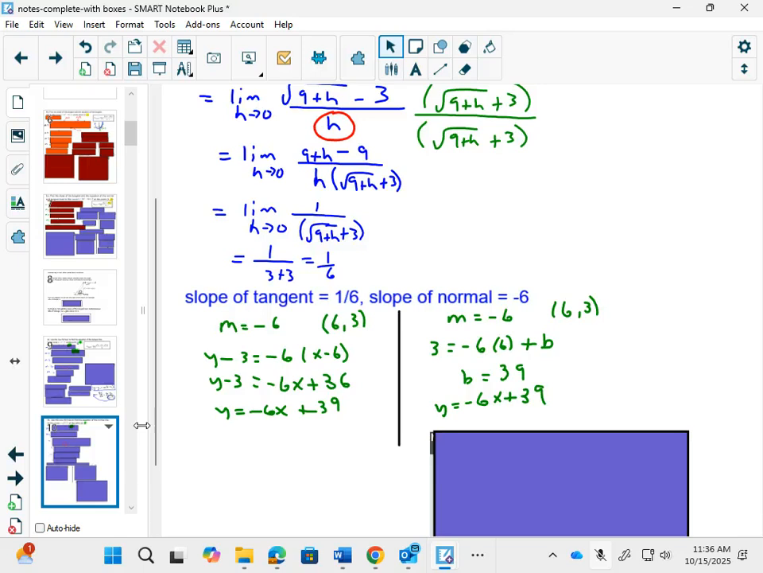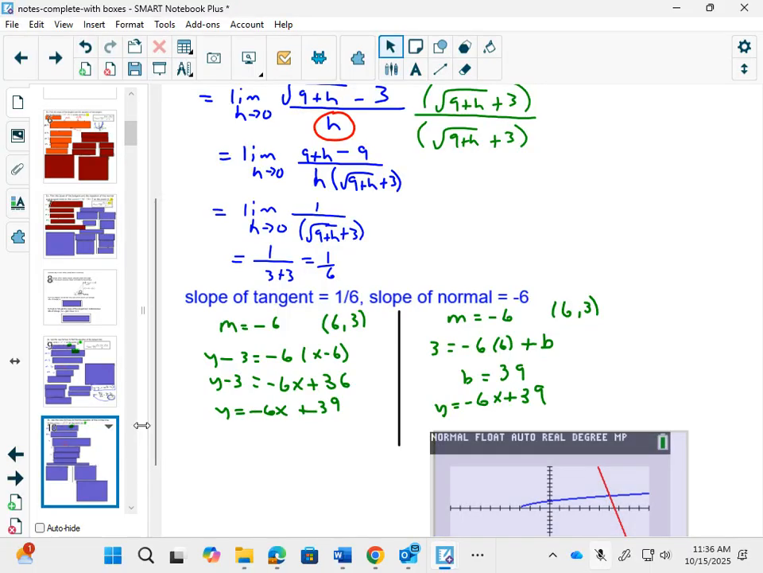You have your slope, you have your point, and here's a picture of what's happening. This is the point. This would be the tangent line. Whoa, no, that's bad. Try it again. Here's the point. There we go. There's my tangent line, and perfectly at 90 degrees is my normal line.